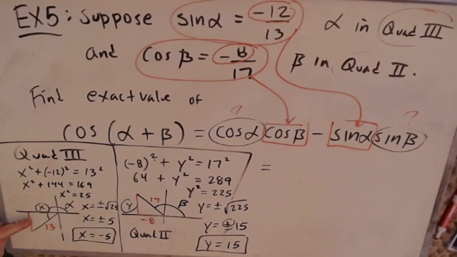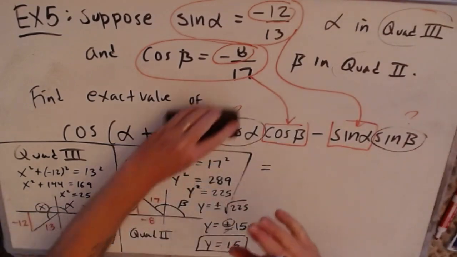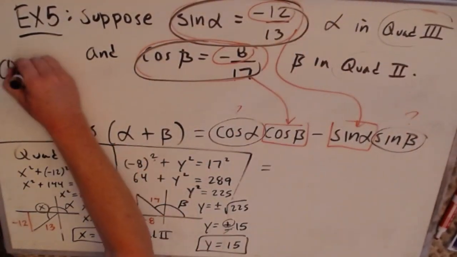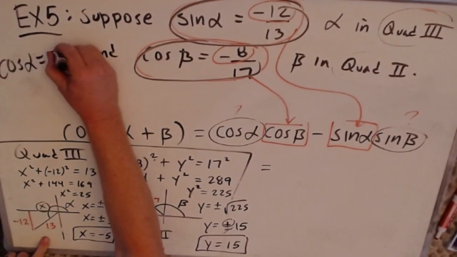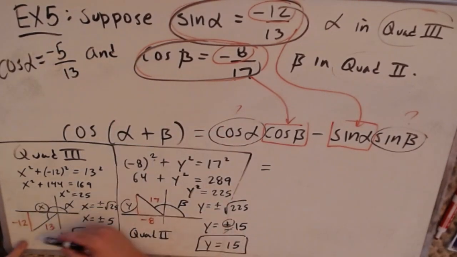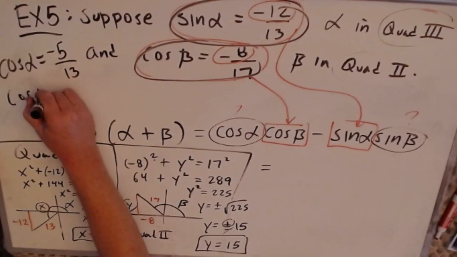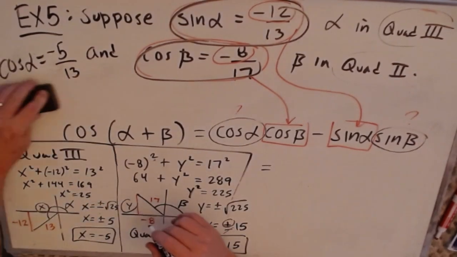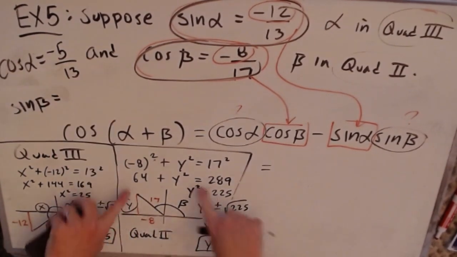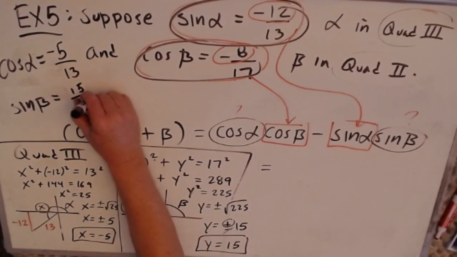Okay. So cosine alpha. Okay, alpha's over here. So that's going to be, let's go ahead and write it down. We've got sine alpha. We've got cosine beta. Let's go ahead and write down cosine alpha. That'll be negative 5 over 13, just using this triangle. And what do we want? Sine beta. For beta, we already have the cosine. We want the sine. That'll be 15 over 17.